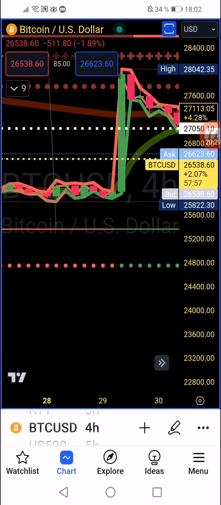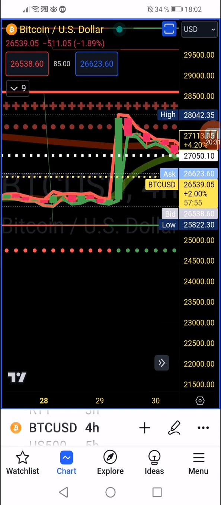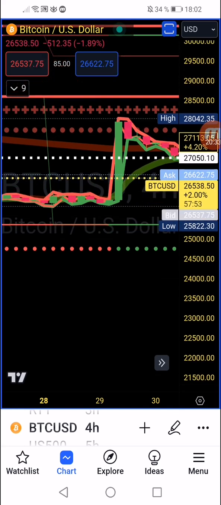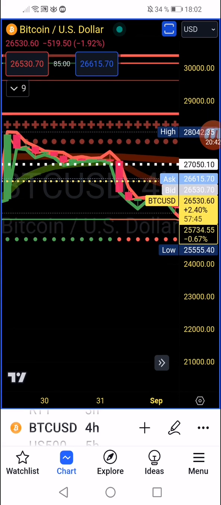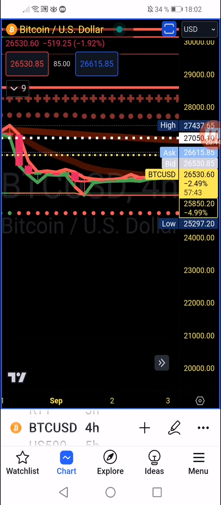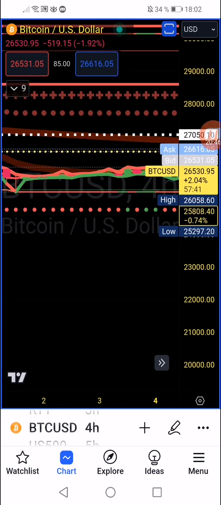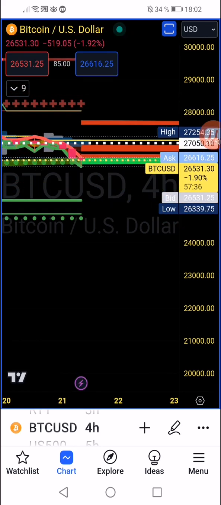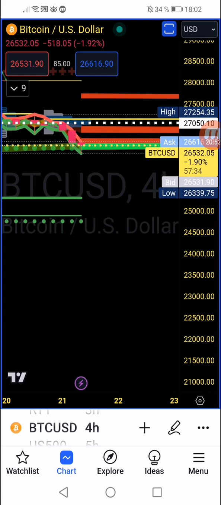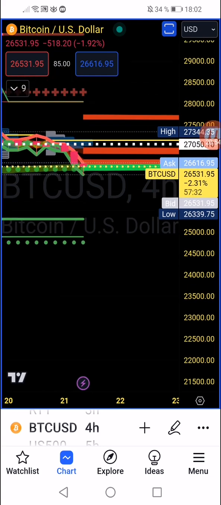Look, all the time, right? Now we have higher highs, higher lows and lower highs, but the trend is still bullish because we had the signal before, and the trend continues. The trend continues, right? So now we are currently at 26 and the market is going down.